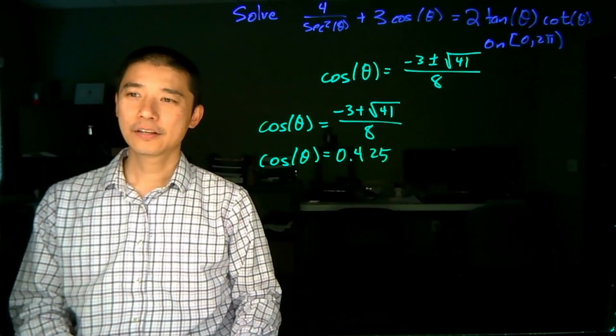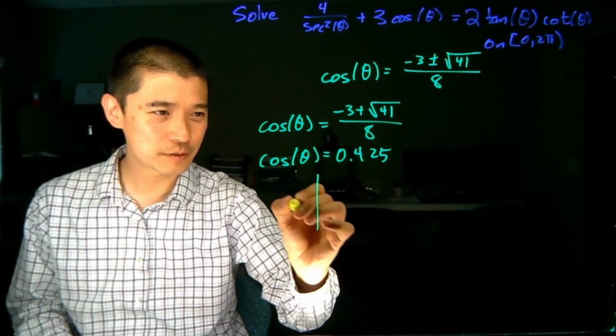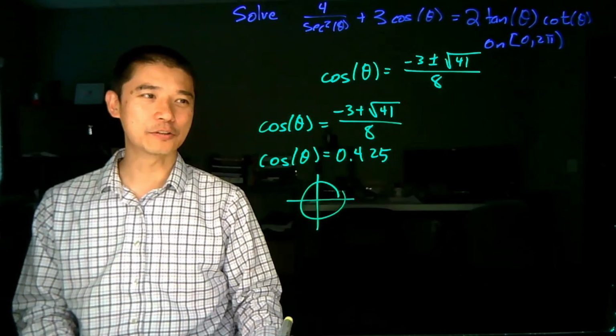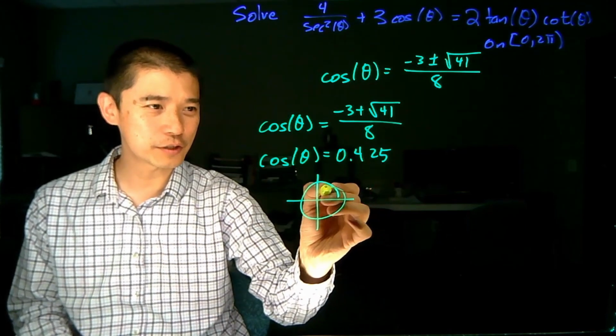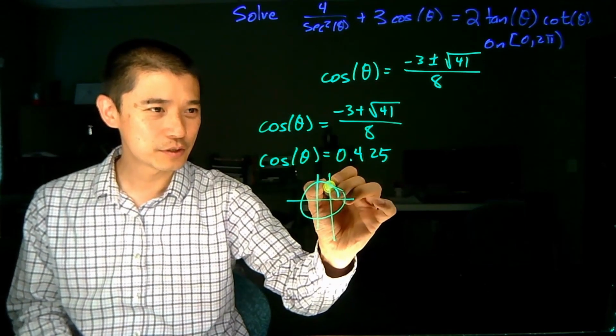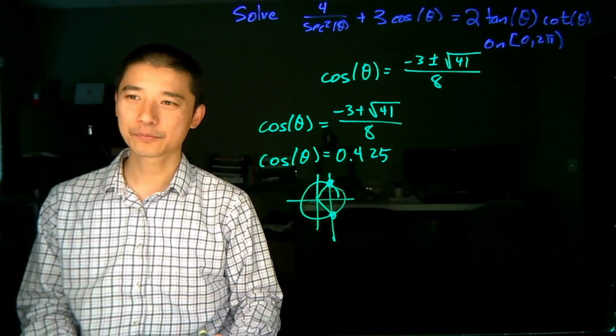0.425. Now, obviously, this is not one of the known values, and so we're going to have to use a calculator, and we're going to have to think about the unit circle picture. Cosine of theta, cosine is the horizontal direction. The horizontal direction is a positive number. So that tells us we're going to have solutions in quadrant 1 and quadrant 4.